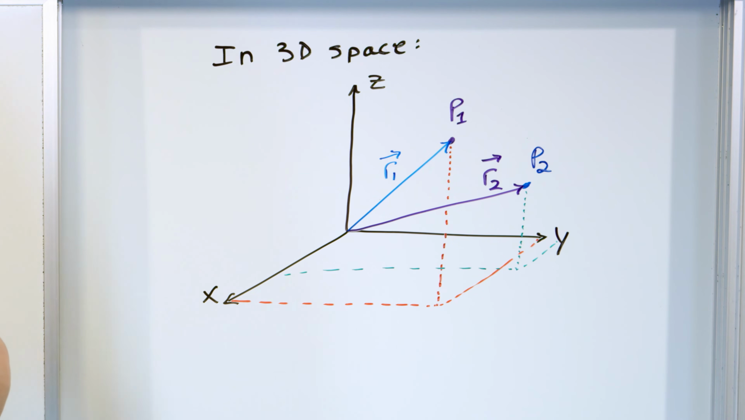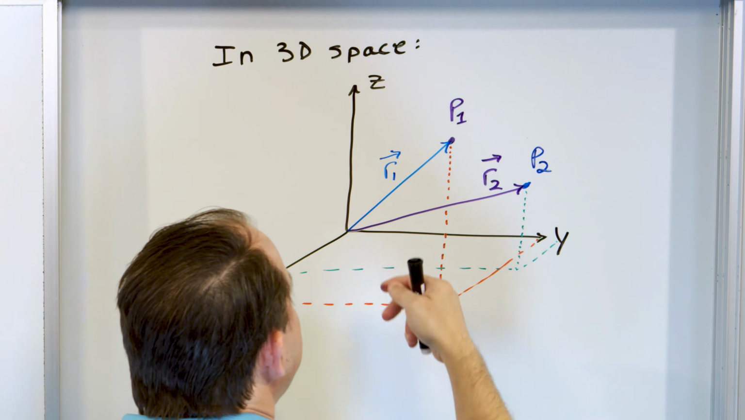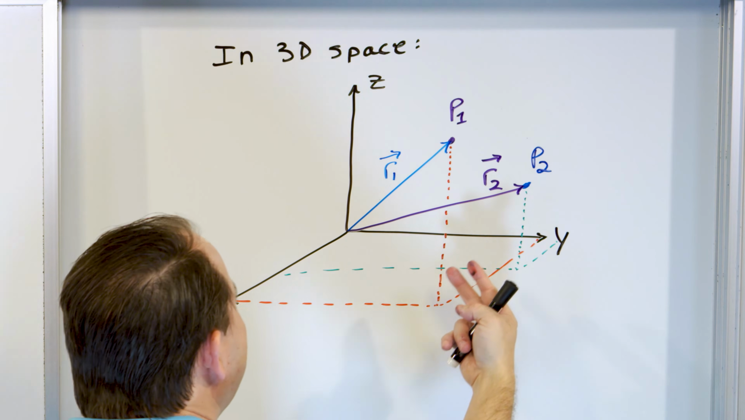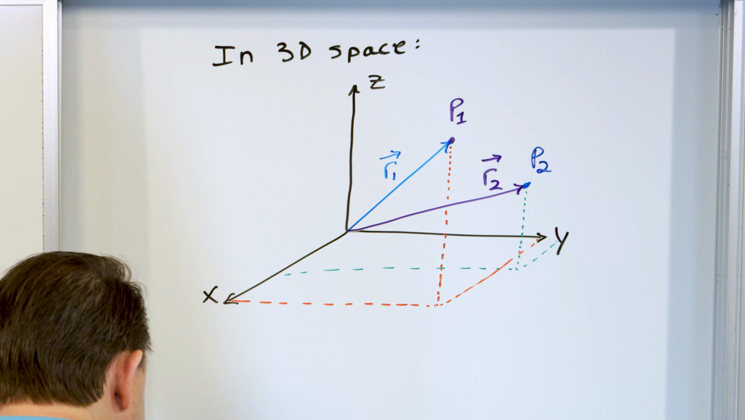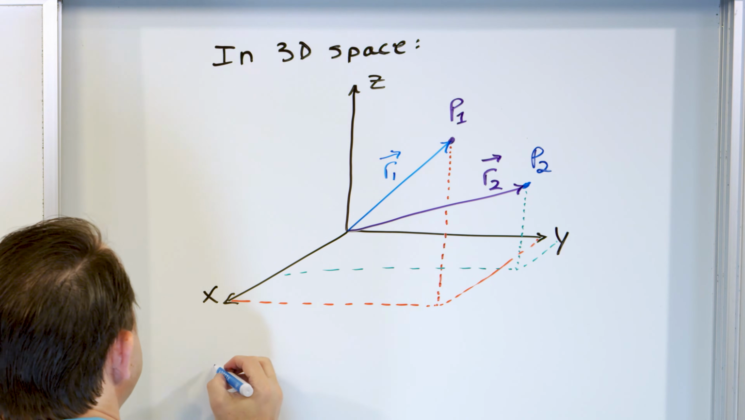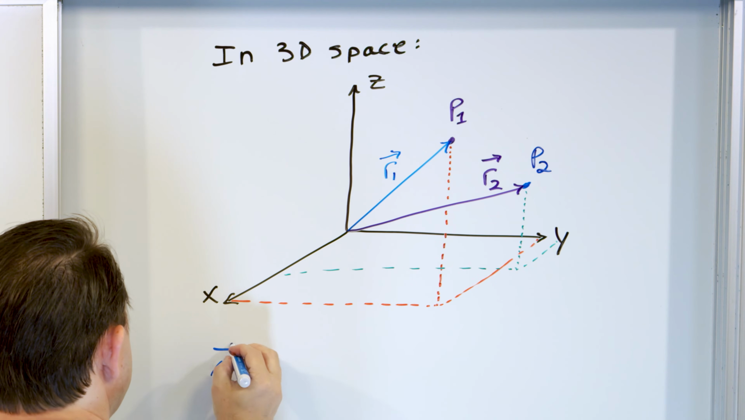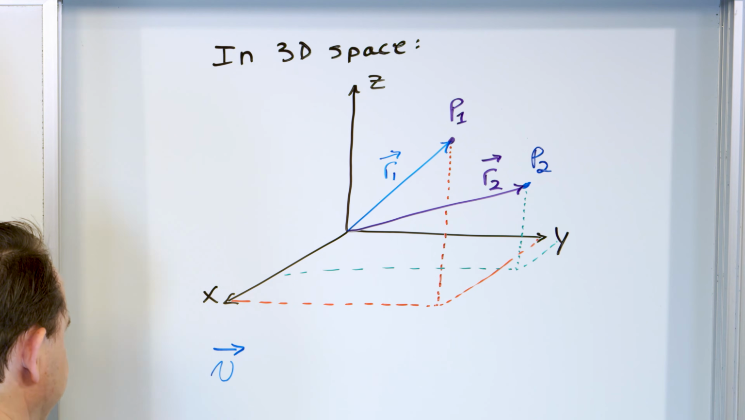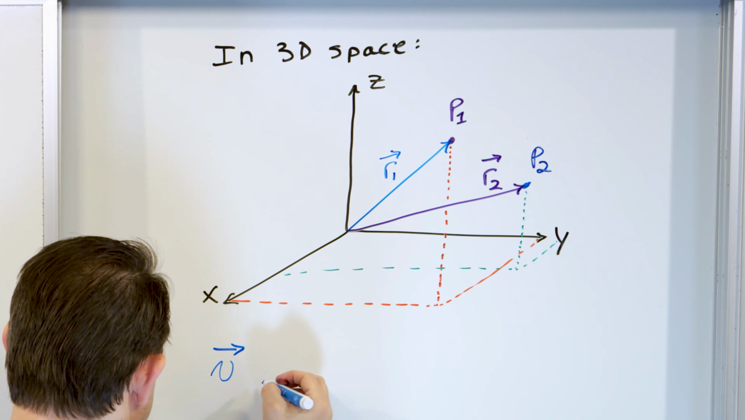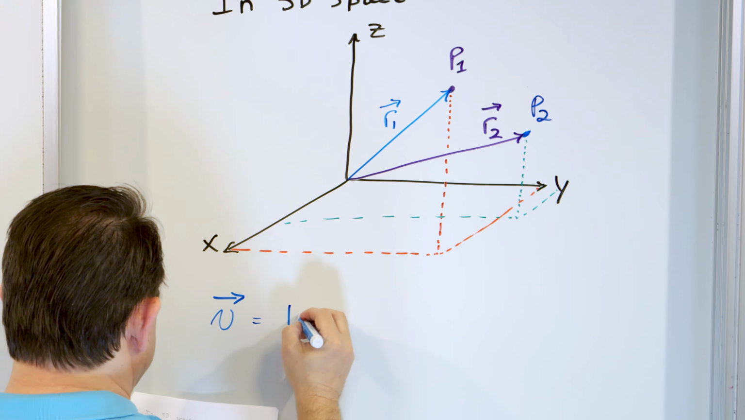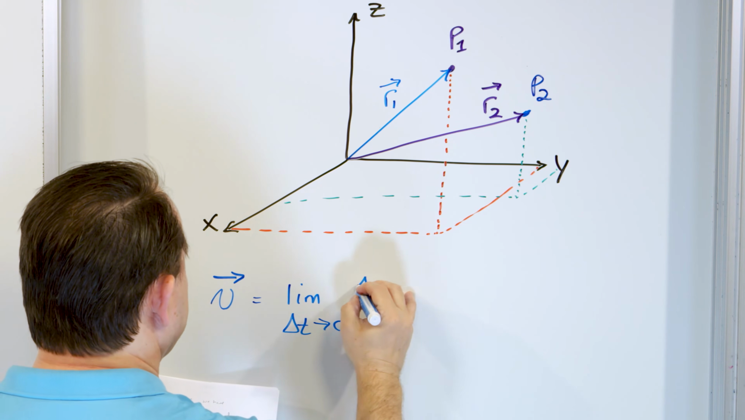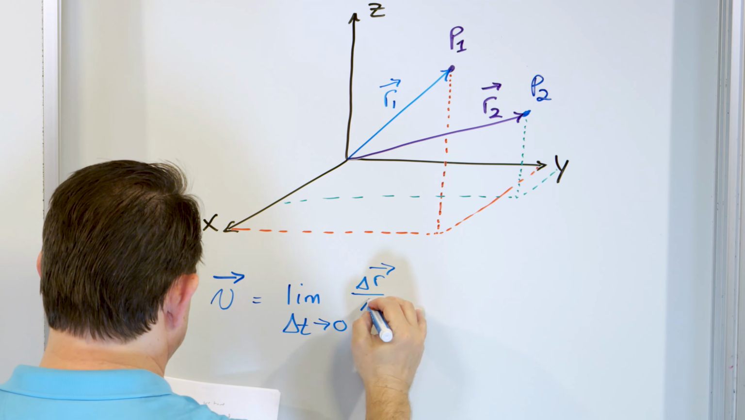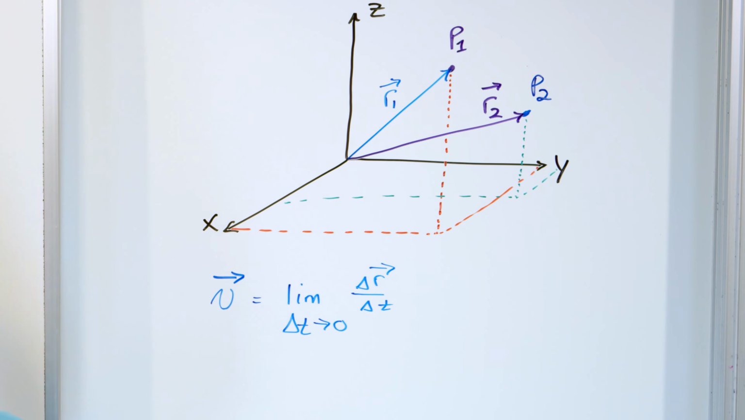And you can say that the vectors R1 and R2 have an X component and a Y component and a Z component, because we have 3 numbers in our coordinate system now. And then you can say that the velocity as the particle goes from P1 to P2, the average velocity, or the instantaneous velocity, would look something like the limit as delta t approaches 0 of delta r over delta t, right?